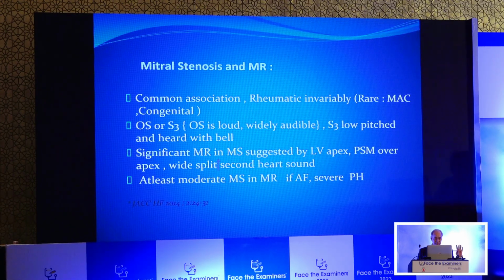So these are questions which may be of less importance in the era of echocardiography, once you do the echo and you know these things, but this is what has been traditionally asked. It is good for a student to know these.